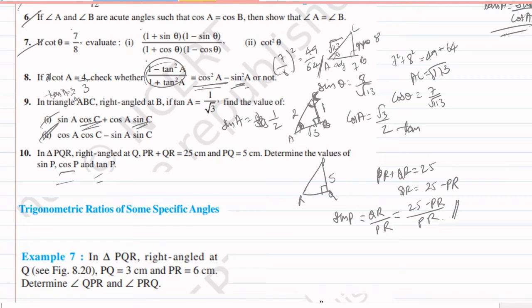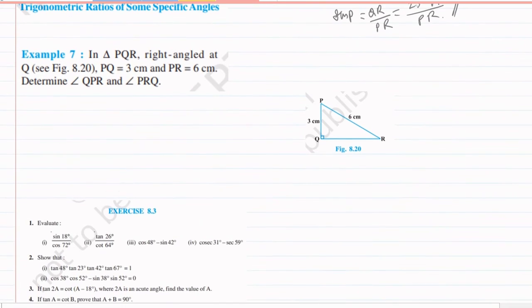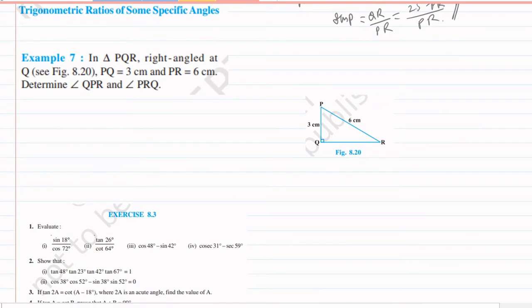And you're done. Now let's go for the trigonometric ratios of some specific angles. Specific angles in the sense, there are only some specific angles like 0, 30 degree, 45 degree, 60 degree and 90 degree. Remember all five of these angles and your introduction to trigonometry is done. 10th is done. So example 7, PQR given in the figure, right angle at Q, PQ is equal to 3 centimeters and PR is equal to 6 centimeters. Determine. You have to do it on your own, the triangle way.